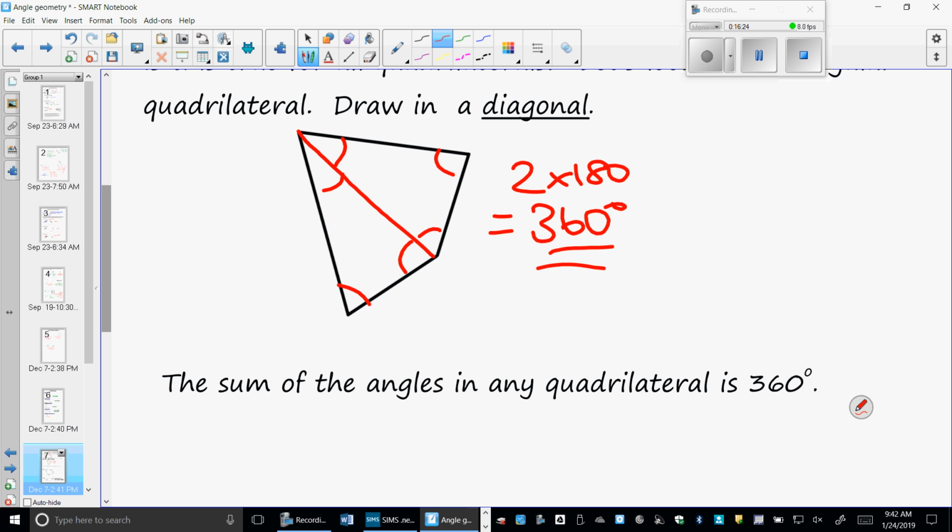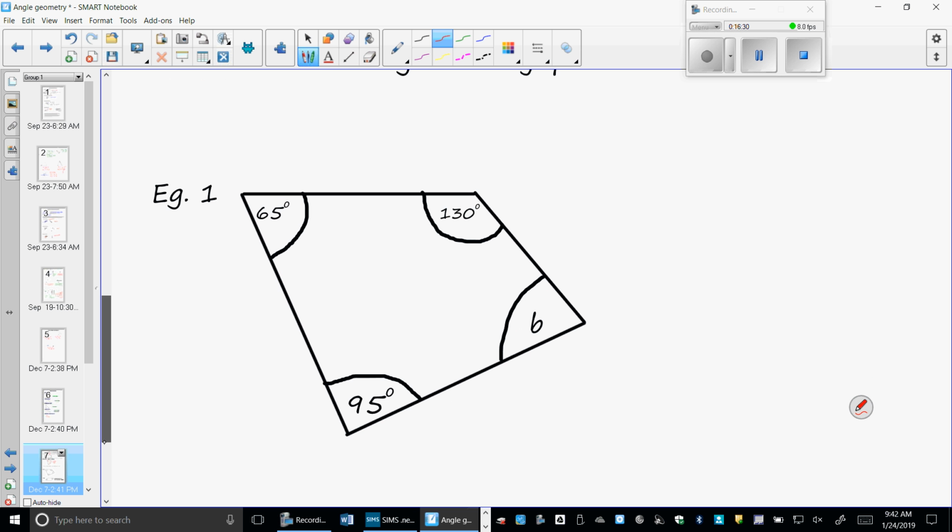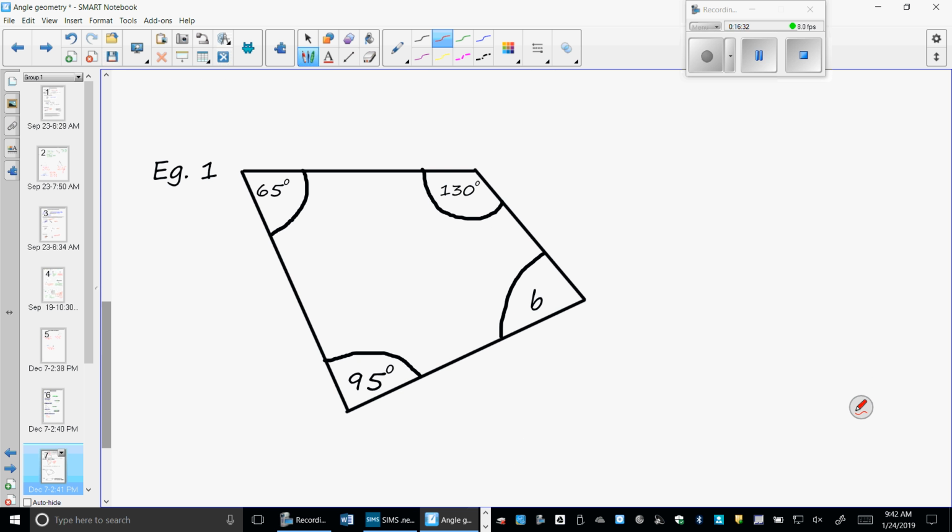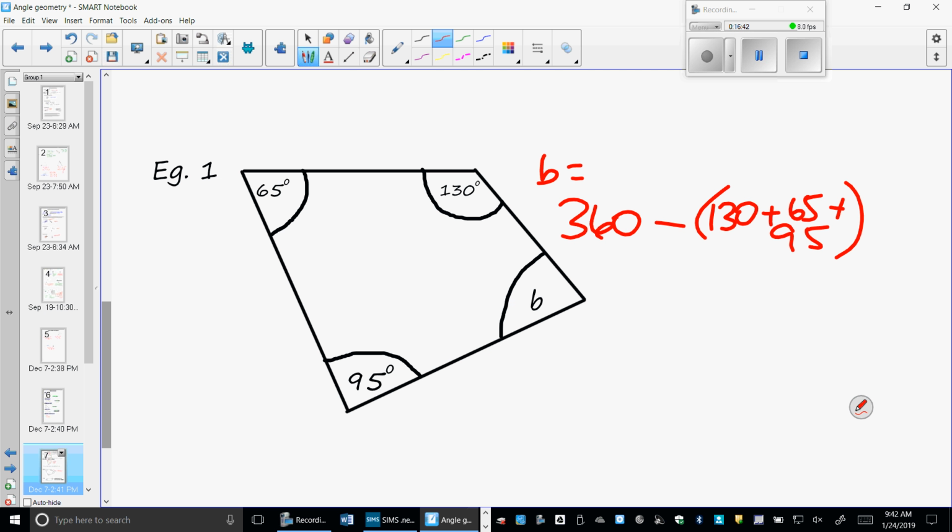Okay, so you can do the bottom example while we're waiting. Alright, so to find B, we would do 360 subtract the sum of 130 plus 65 plus 95, which is 290. Which gives us 70 degrees.